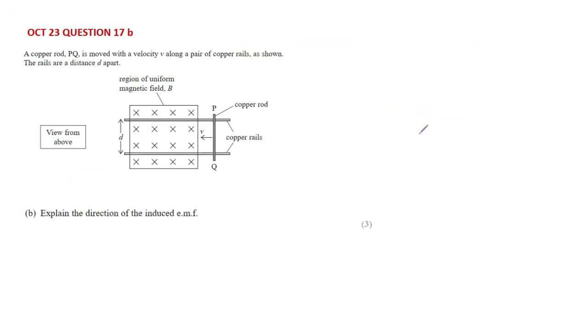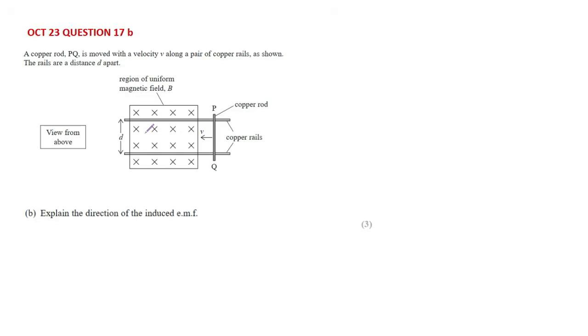Next question is also very interesting. Question 17b from October 23. A copper rod PQ is moved with a velocity V along a pair of copper rails as shown. The rails are a distance d apart. Okay, so I really hope you know by now that crosses represent a magnetic field into the page, right? So when you move this copper rod through this magnetic field, the rod will cut the magnetic field lines.